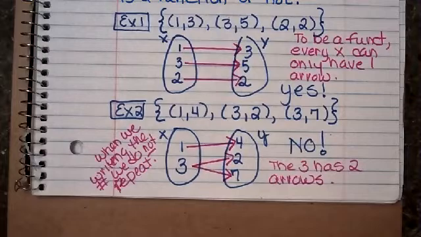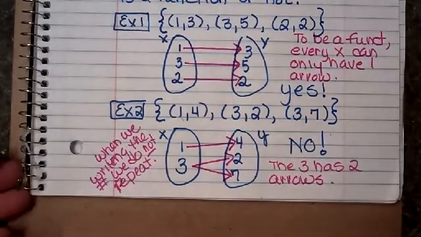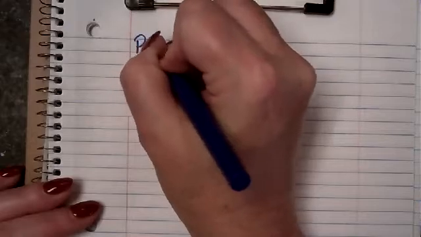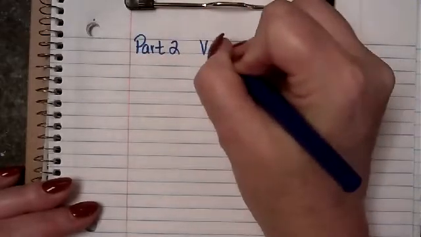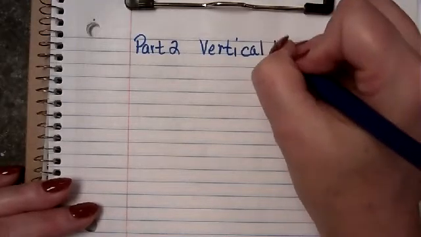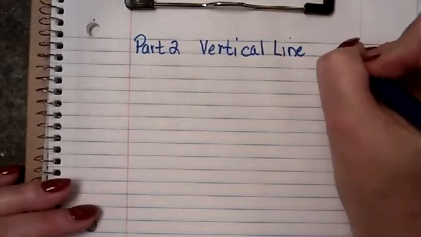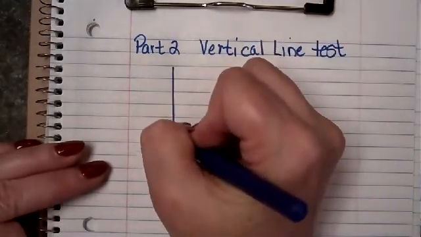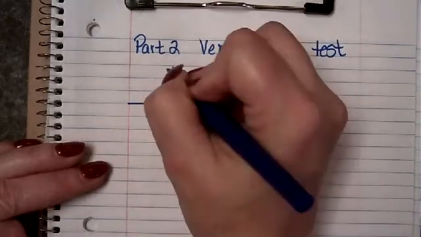Now, there is another way to decide whether you have a function or not. And this is called the vertical line test. So let me put my paper right here. Now, we're going to call this part 2. The mapping works really well when you have ordered pairs. But sometimes it's not just ordered pairs. Sometimes it is a graph. Okay, now what do I mean by that? Let's take a look right here. Give myself a couple of axes.